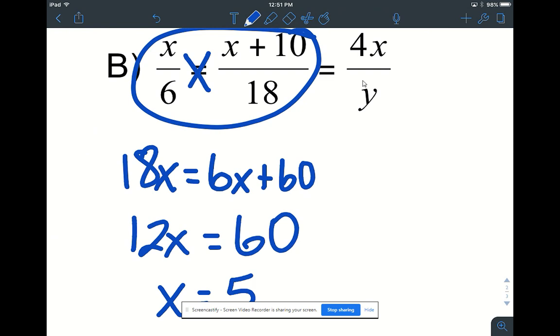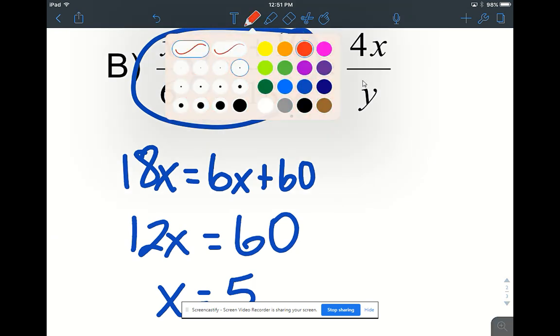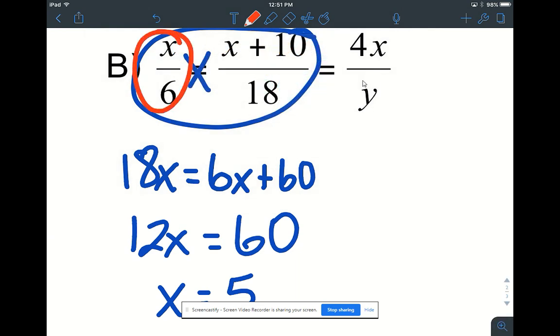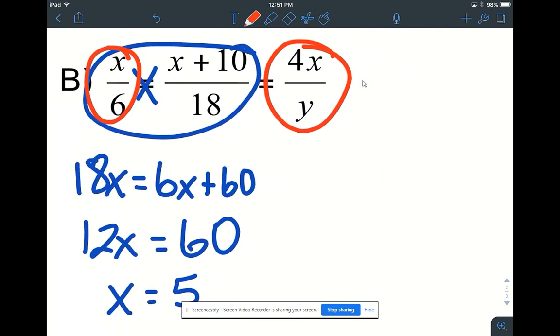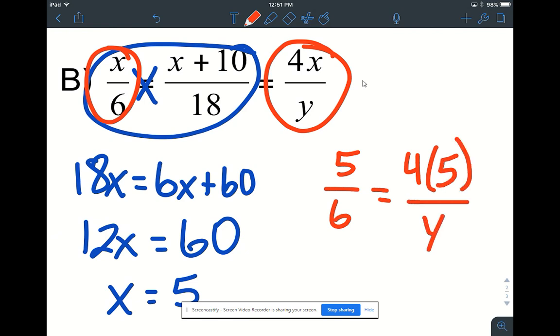Now that you have x equals 5, let me get a different color here, I'm going to take this basic proportion and I'm going to take the last ratio. So x over 6, we just found that to be 5. So we're going to do 5 over 6 equals 4 times x, so I'm going to plug in a 5 there, over y. So now we've gotten rid of our x's. We have a basic ratio of 5 over 6 that this last ratio has to be equivalent to. So we're going to solve it this way.